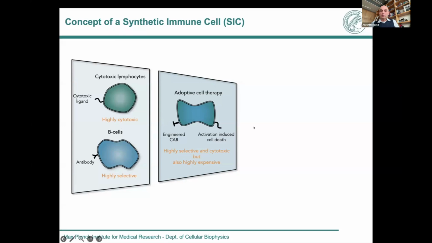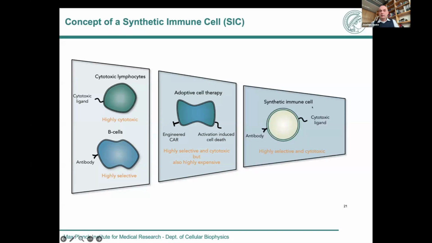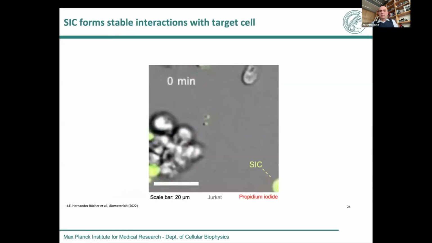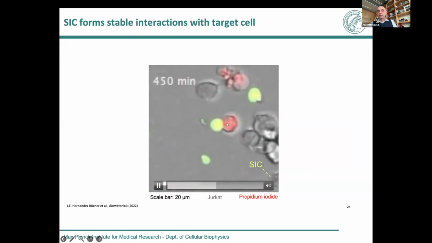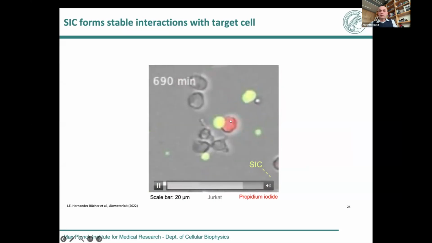So how can you make this maybe simpler? That means combining now this antibody with the cytotoxic ligand on simple synthetic immune cells. And in principle, we can do that. So we generated these droplets and immersed them into physiological conditions. And you see now the yellow ones are the synthetic immune cells with an antibody against a tumor cell line and the cytotoxic ligand. And if you then follow this, you see that this green droplet attaches to the tumor cell and sends it into apoptosis.